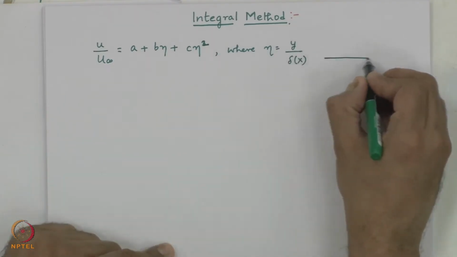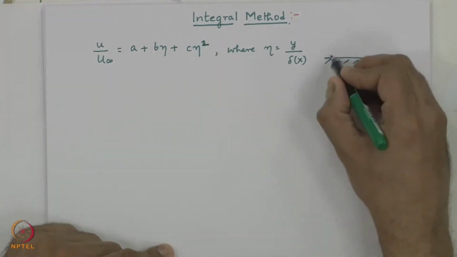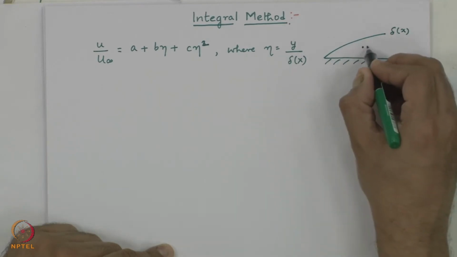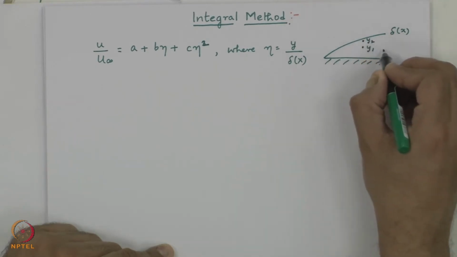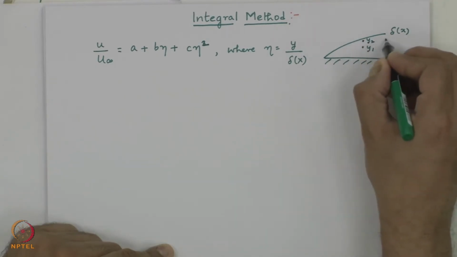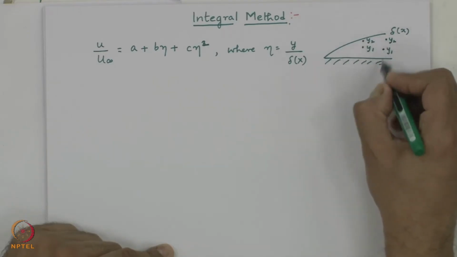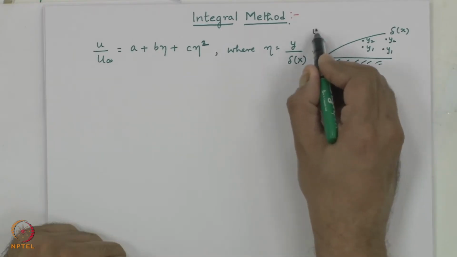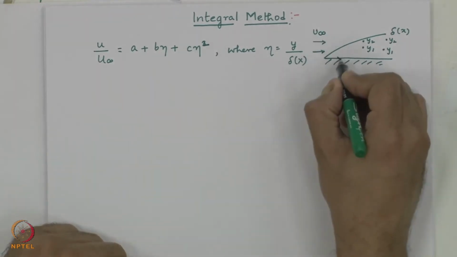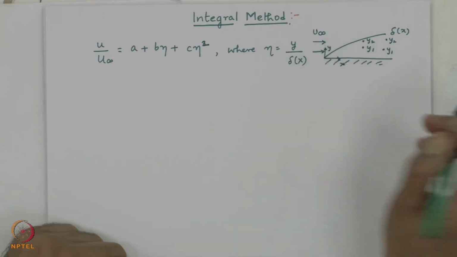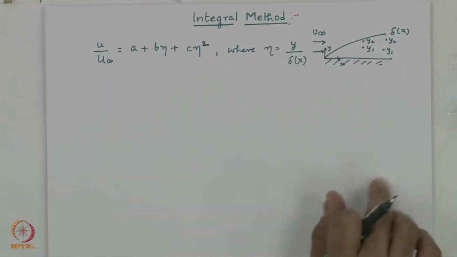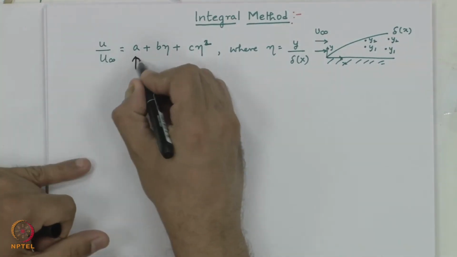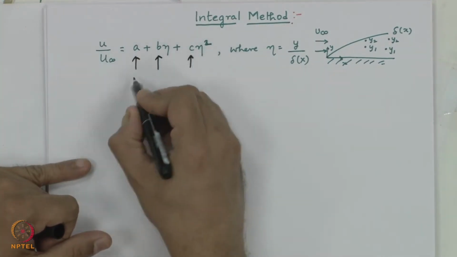So, if this is my boundary layer on a flat plate, delta as a function of x, this is y 1 here, y 2 here, and y over delta x in each of these cases is going to be different, because this is the flow direction and the boundary layer thickness is increasing along the flow direction. This is your x and this is your y. The same diagram follows us throughout the course. Now, how do I get A, B and C? These A, B and C would be obtained from boundary conditions.